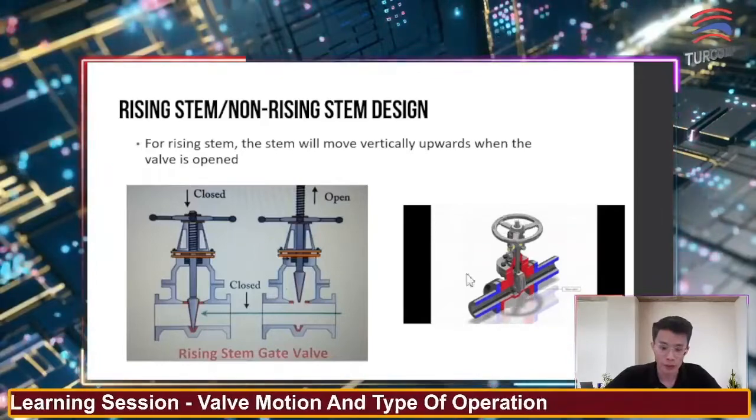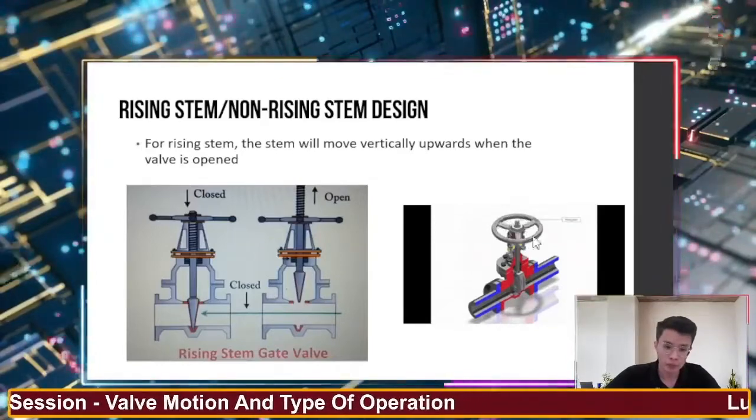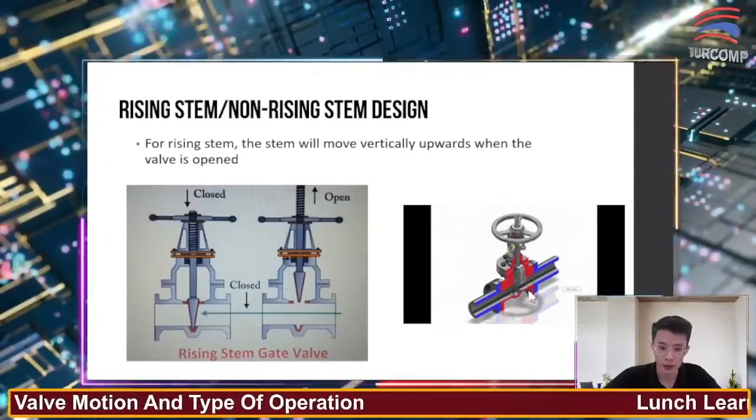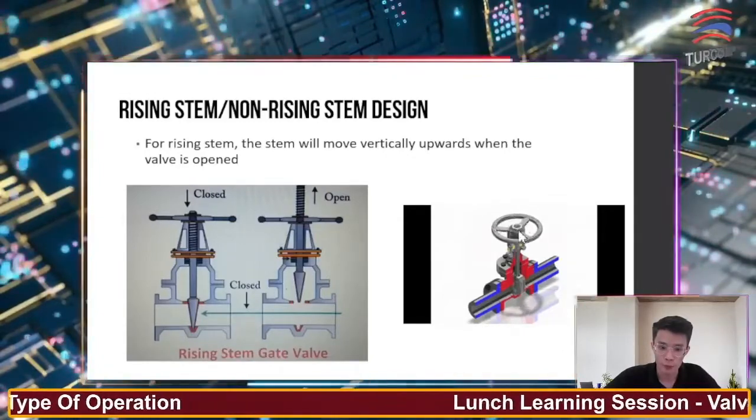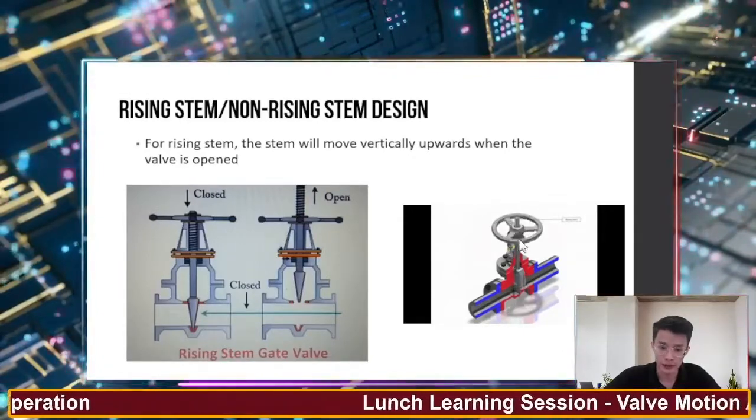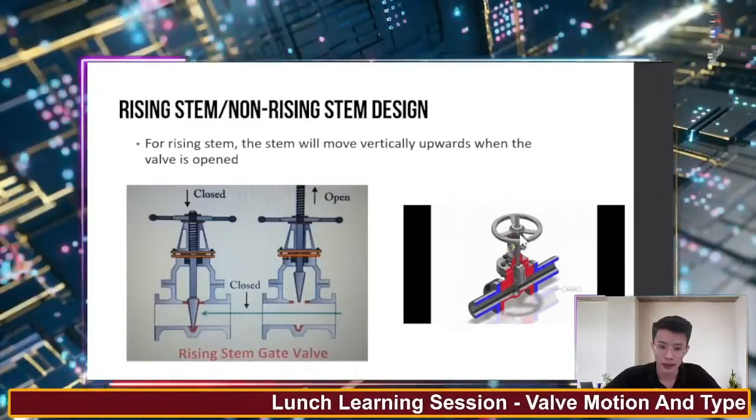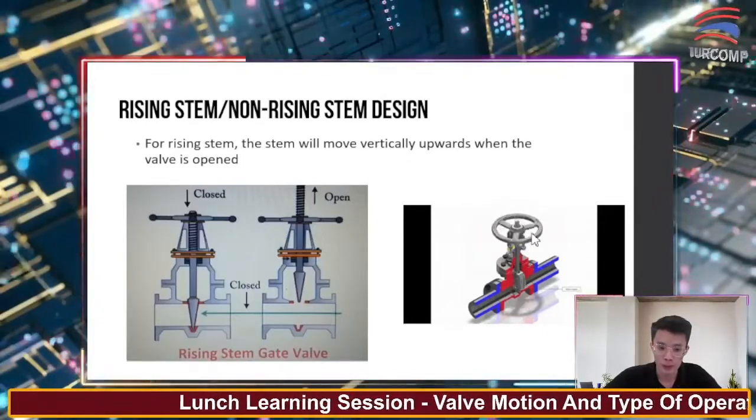Here is a short video clip showing the actual operation when you open or close. As you can see, when we open, the stem will come out from the hand wheel. When we close, the stem will move downwards and become almost the same level as the hand wheel.